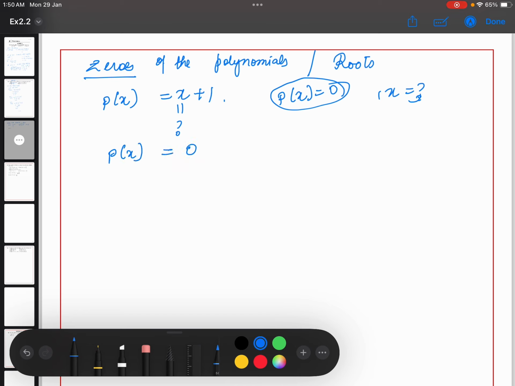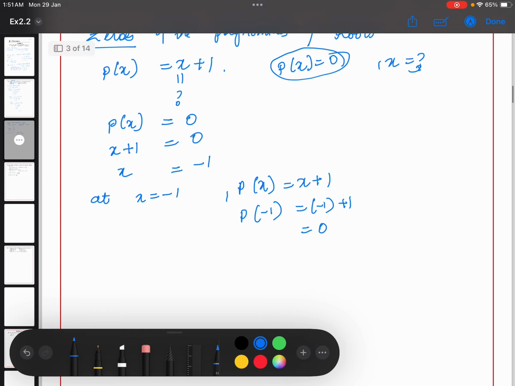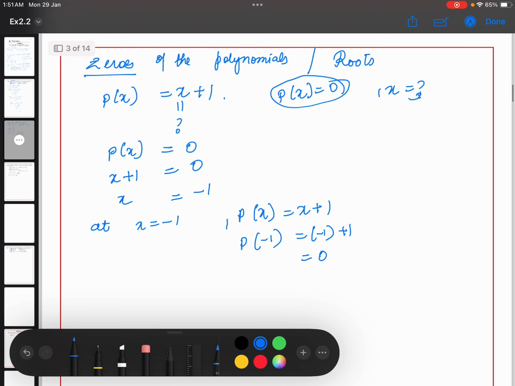So to find out the zeros, we'll have to equate this as 0. Okay, and then what is p of x? This is x plus 1. Okay, so take plus 1 to the other side, this will become minus 1. So at x equal to minus 1, p of x equal to x plus 1, right? Now substitute x as minus 1. So we're going to get minus 1 plus 1. So your equation is going to be equal to 0.